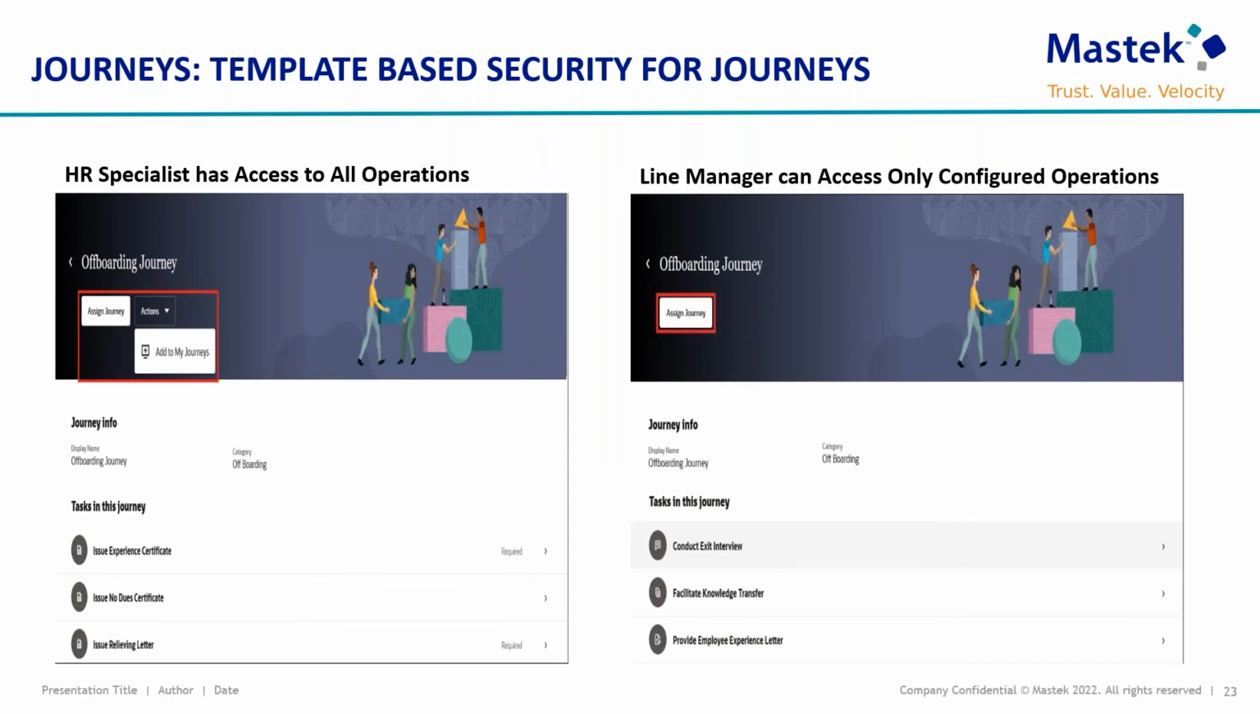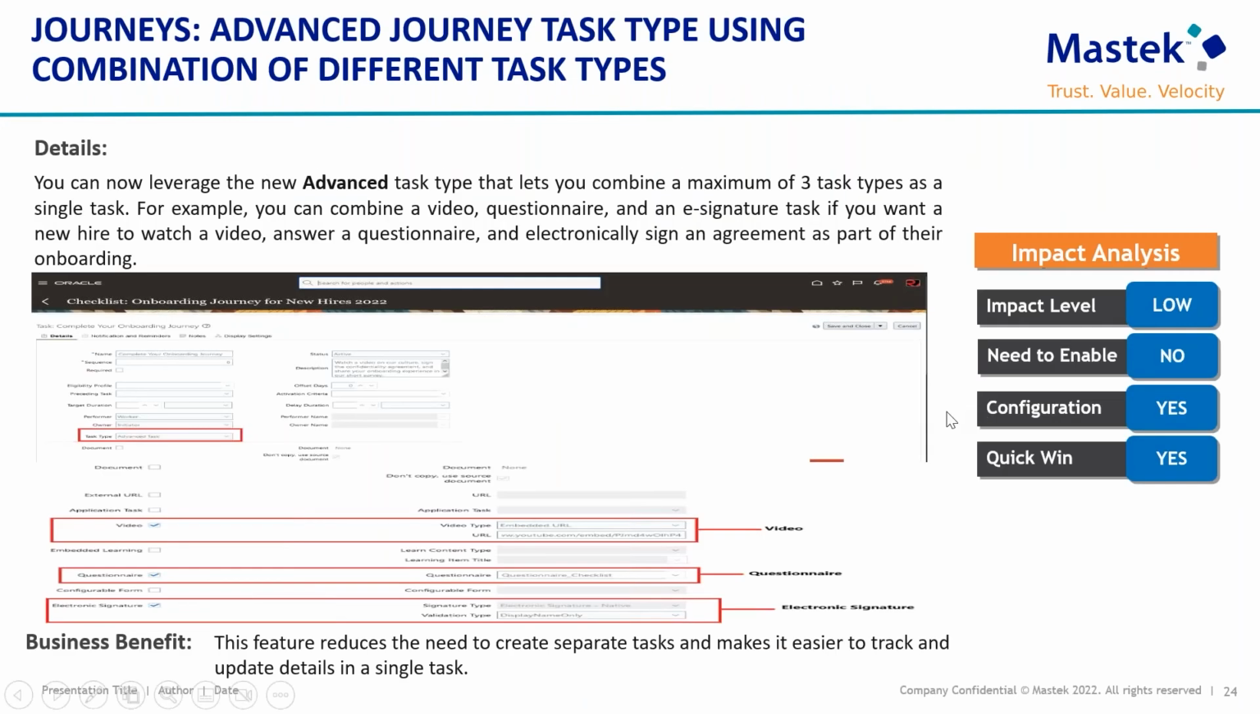And moving to the next feature, we have an advanced journey task type using a combination of different task types. This is a very good feature, I can say, wherein your organization can utilize this feature to minimize your number of tasks on the journeys, wherein you can create a journey task type as advanced, and you can include multiple tasks in one single advanced task type. And the maximum number of tasks that you can include here is 3.